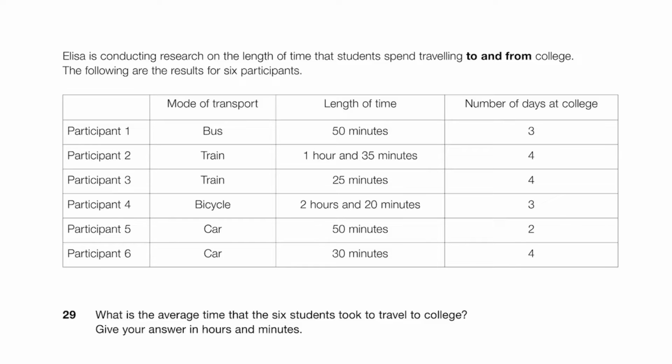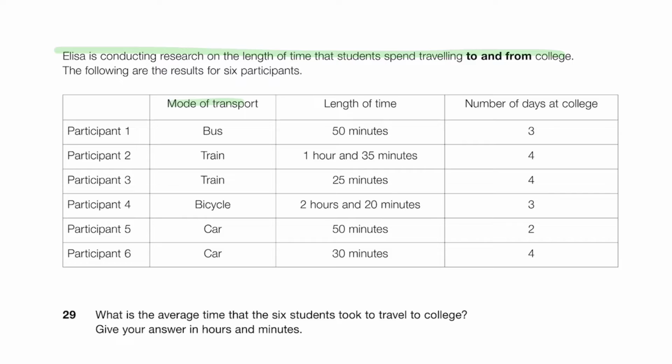Alright, here we are. We've come to the last 2 questions now, and this one relates to working out an average. So if we look at the information provided, ACER is conducting research on the length of time that students spend travelling to and from college. The following are the results for the 6 participants. Now when we're working out averages, the number of participants is important because we're going to have to divide whatever the total is by the number of participants.